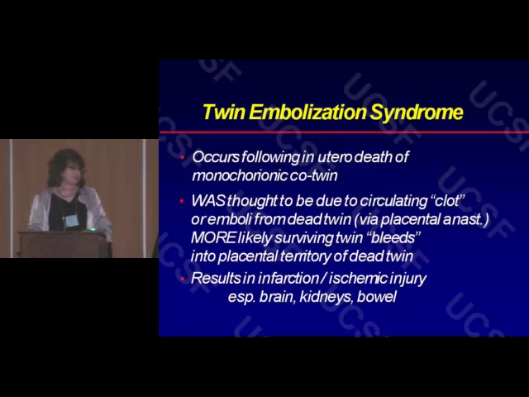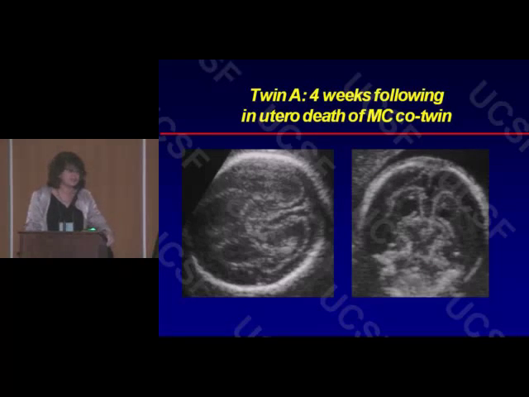Rather, the surviving twin likely has an acute change in placental circulation when its co-twin dies. And in that moment, when the placental circulation is redistributed, the surviving twin has a hypotensive bradycardic event, and the organs that take a hit: brain, kidneys, and bowel. And in particular, we're looking for brain injury in the survivor of a co-twin demise.